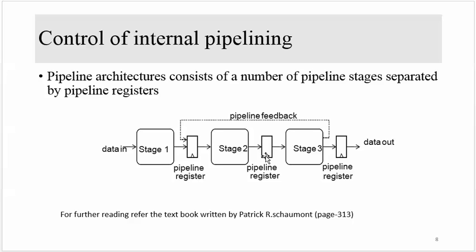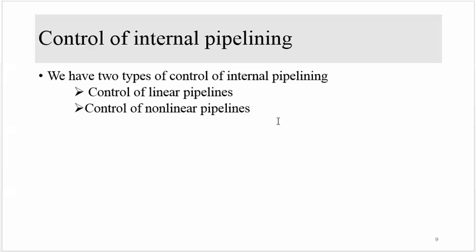In any pipelined coprocessor, the control signals are eventually under the control of the higher-level controller. Here I make the dot dot dot because in a linear pipeline this feedback is not there. In a nonlinear pipeline there is a feedback. That's why I show it here with a dotted line. We have two types of control of internal pipelining. One is the control of linear pipelining and the other is the control of nonlinear pipelining.